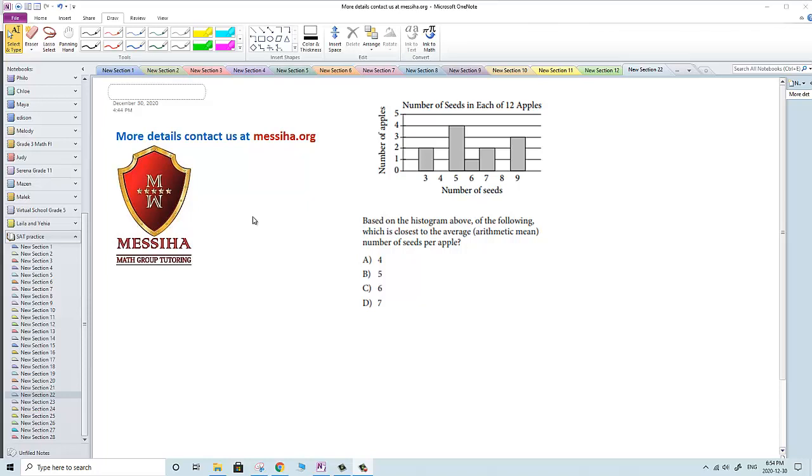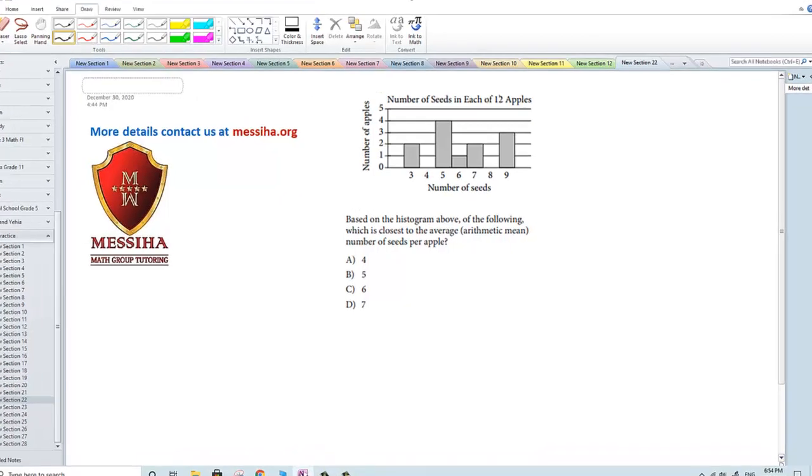Hi students. Another question, it's saying based on the histogram above, which of the following is closest to the average (arithmetic mean) number of seeds per apple. So we need to know the average of the number of seeds per apple. Let's read the histogram and see if we can understand it. It's saying number of seeds in each 12 apples.